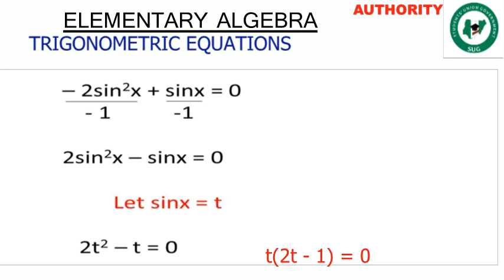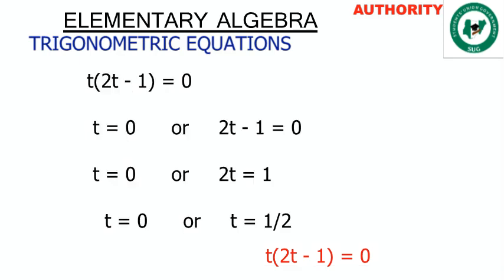Now we have t is equal to 0 or 2t minus 1 is equal to 0. T is equal to 0 or 2t is equal to 1. We are looking for t, not 2t, so we divide both sides by 2. 2t divided by 2 is equal to 1 over 2. The 2 cancels 2, and we have t is equal to 1 over 2.